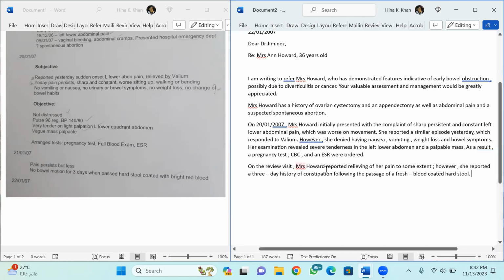On the review visit, Mrs. Howard reported relieving of pain. Pain persists but was less, relieving of her pain to some extent. However, again, a negative finding: she reported a 3-day history of constipation, no bowel motion for 3 days, when she passed stool coated with bright red blood. There was no bowel motion for 3 days, and it happened when she last passed this fresh red blood.